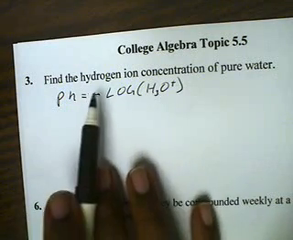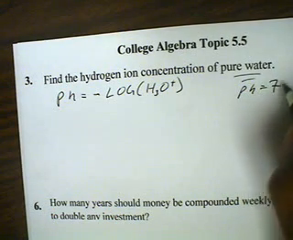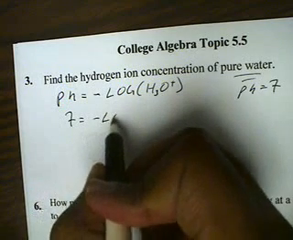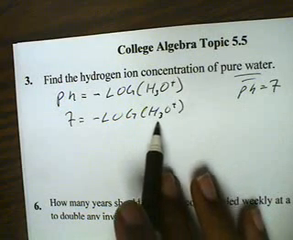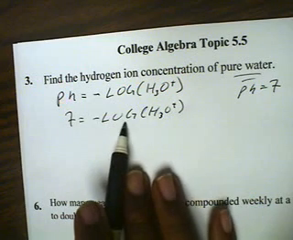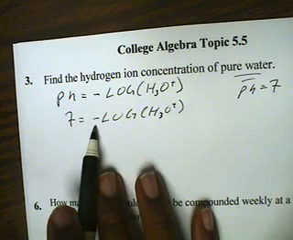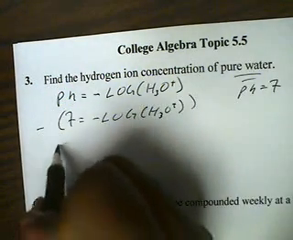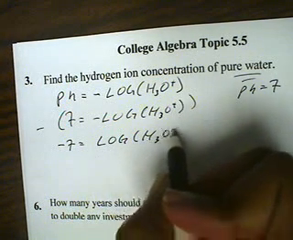Okay, and pure water has a pH of 7. So we'll put 7 in here, equal to negative log H3O. And now we want to solve for the hydronium concentration. First, we'll get rid of the negative and then the logarithm, and then what's left will be the hydronium concentration. So we'll multiply both sides or divide both sides by -1. This gives me negative 7 equals the common log of the hydronium ion.